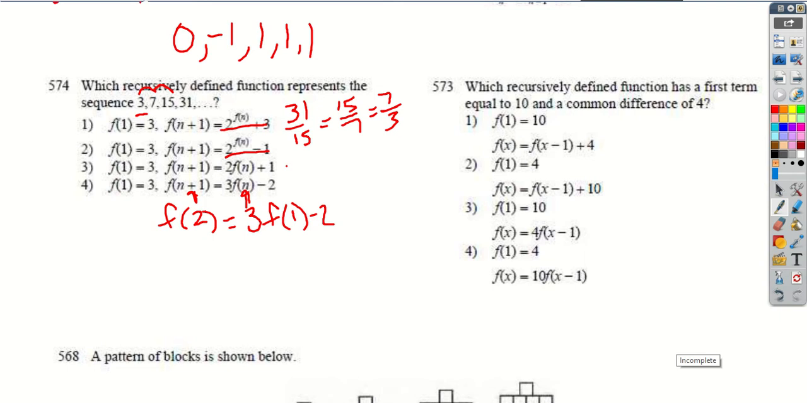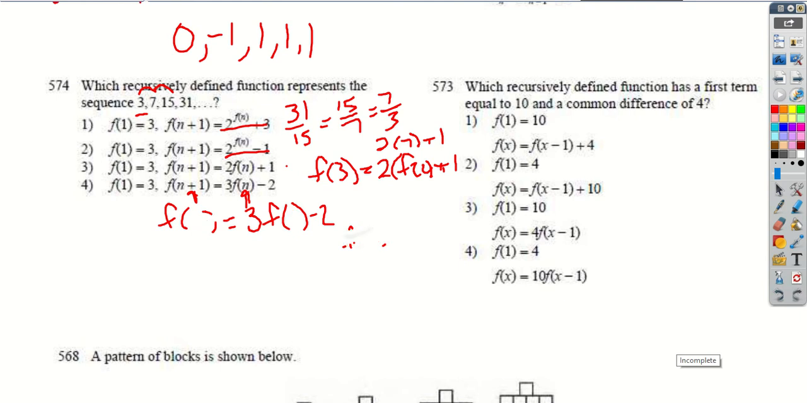So if I plug in 7, if I do f of 3, that's going to be 2 times f of 2, right? And then plus 1. Well, f of 2 is 7, so 2 times 7 plus 1, that is 15. If we try the other one, f of 3, now we're going to try the bottom one here. So let me change this. This makes sense.